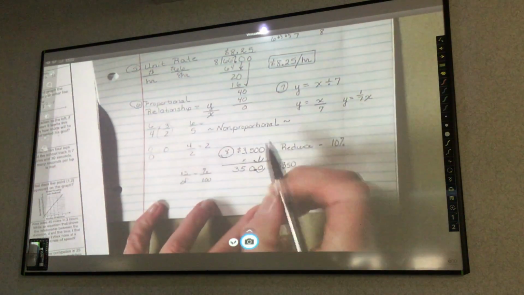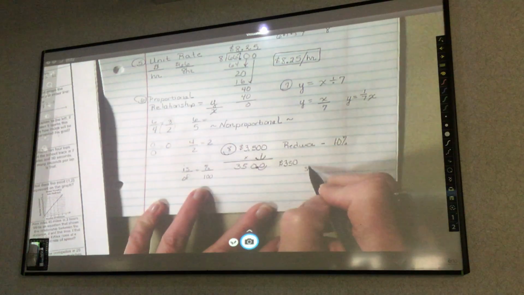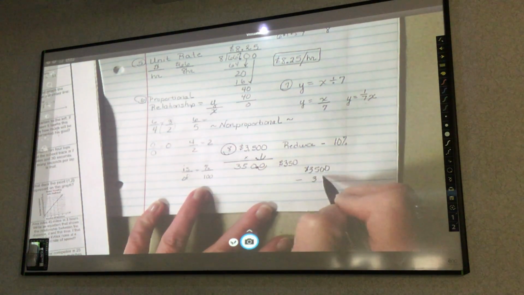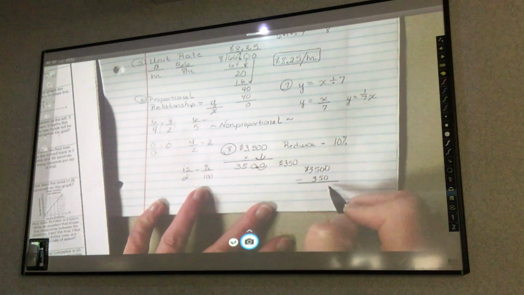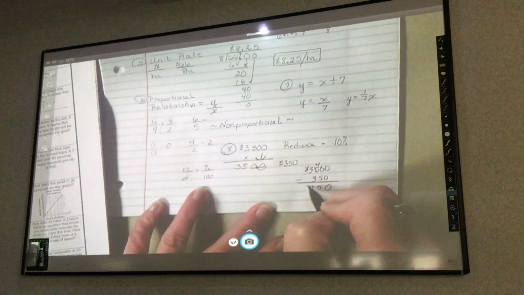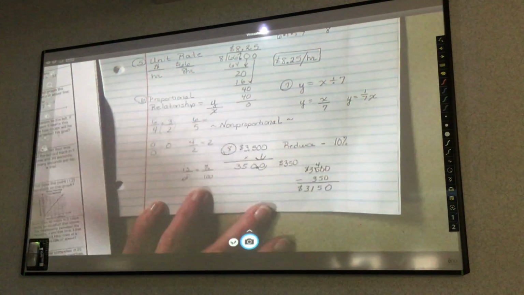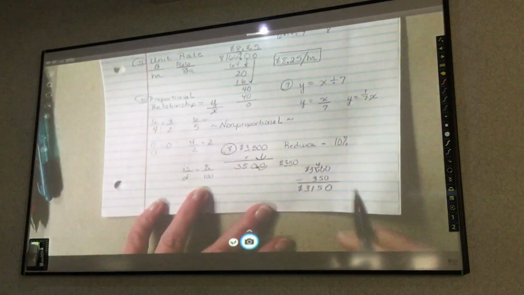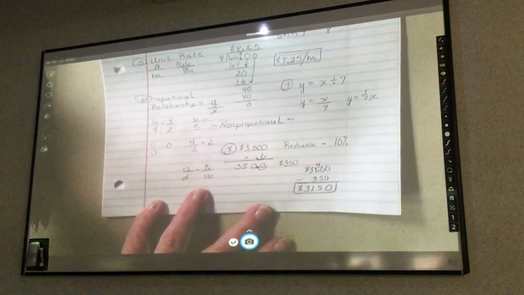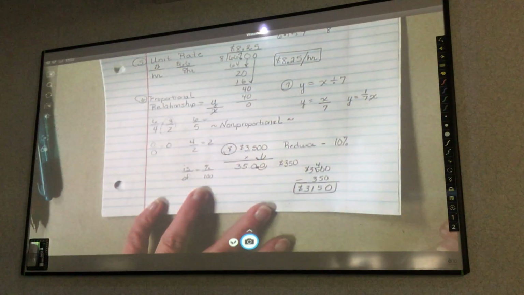So if I reduce it, I have to go back to my original amount, 3,500, and I need to subtract 350. Have to do some borrowing. So $3,150 is the cost after the four-wheeler has been reduced.